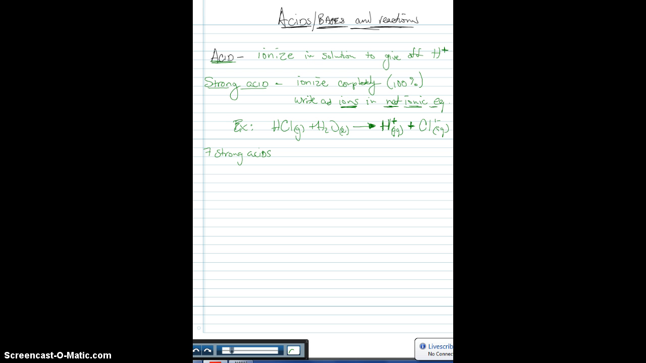Now, for all intents and purposes, in AP Chemistry, there are going to be 7 strong acids that we encounter, and anytime we encounter one of these 7, we have to make sure we ionize it in an ionic equation. So these are the strongs, and you need to know them. We have HCl, HBr, HI, HNO3, H2SO4, HClO4, and HClO3.